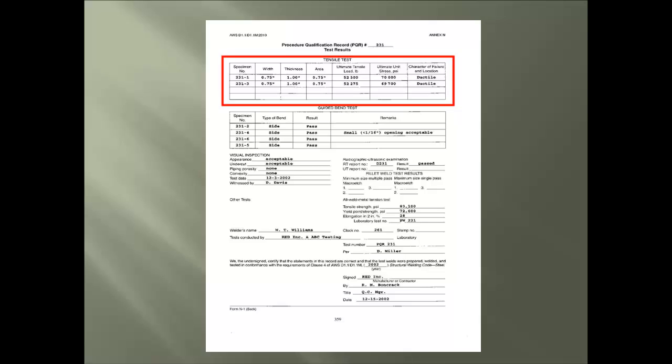Here we see the tensile test results, which is a destructive test made from the weld joint itself. And this chart shows and establishes the ultimate load, stress, and character of the weld joint. We see there are 2 specimens noted and the actual weld dimensions.